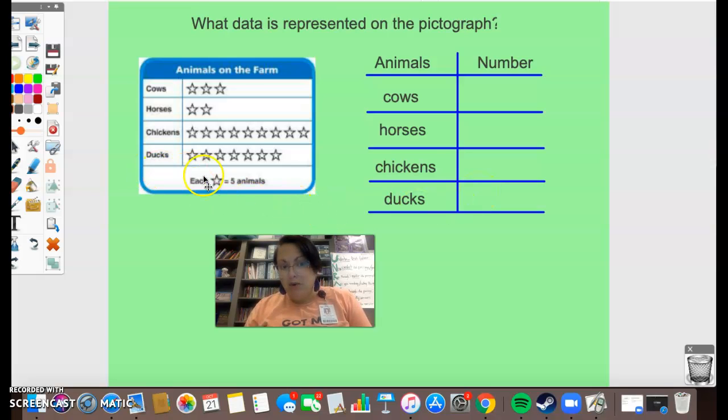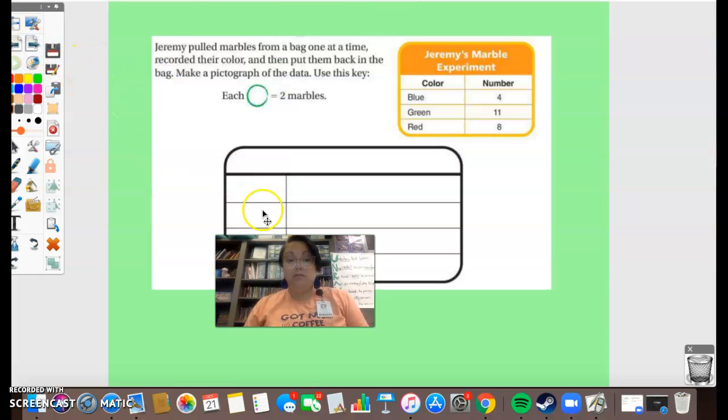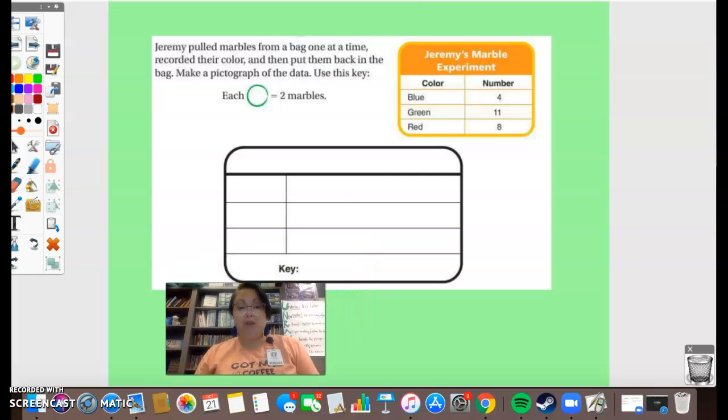Okay, so do you see how that works? The most important piece here is that key. The key is the key, all right? Because otherwise that totally changes your information. If you thought that each star equaled 10, that would give you a very different set of data. If you thought that each star equaled 1 cow and 1 chicken, again, a very, very different set of data. So the key matters.